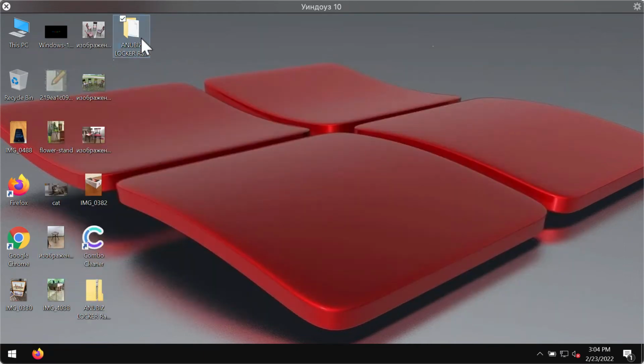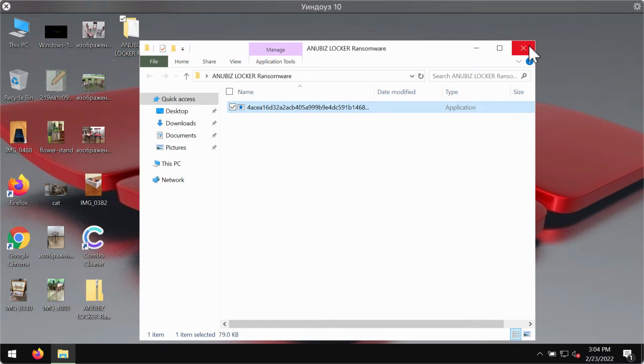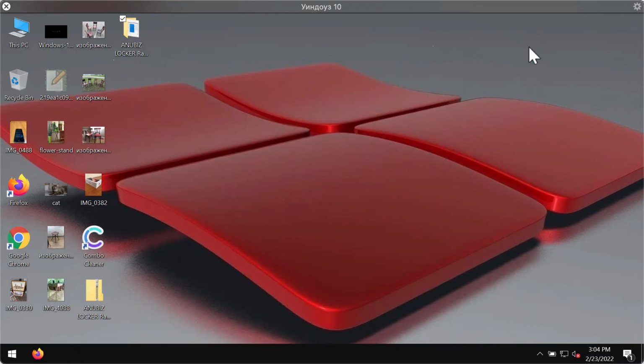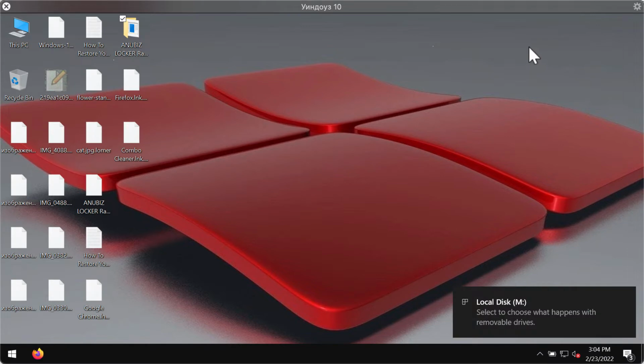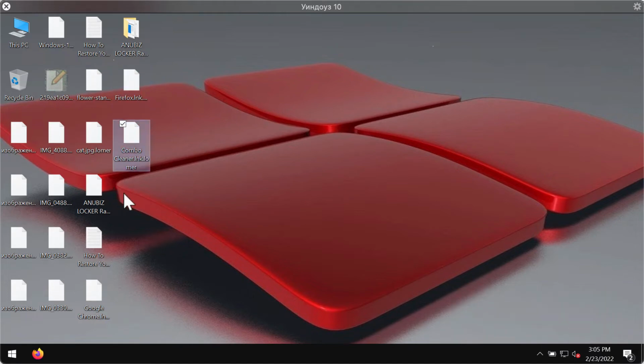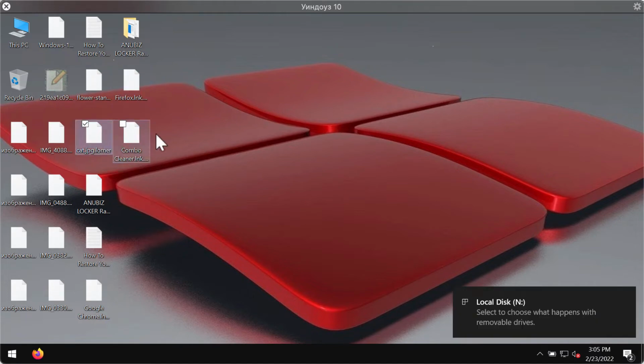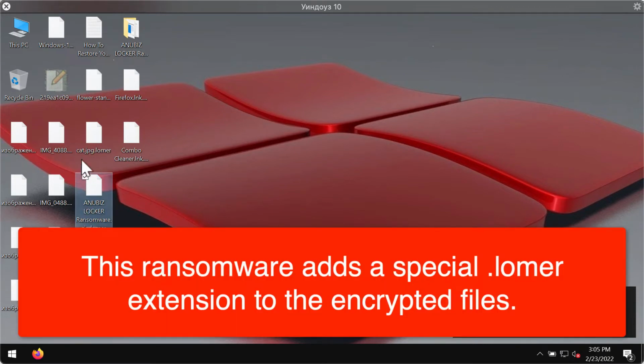Before the ransomware attack, people can open their files without any problems. Unfortunately, due to certain vulnerabilities in the security of the specific computer, this ransomware may easily inject the system. Afterwards, the ransomware adds a special extension called lomer, L-O-M-E-R.